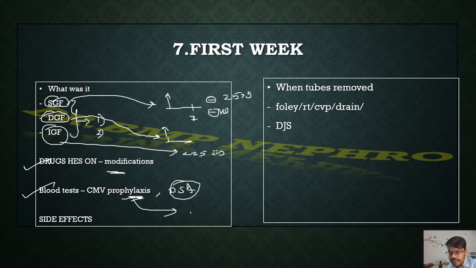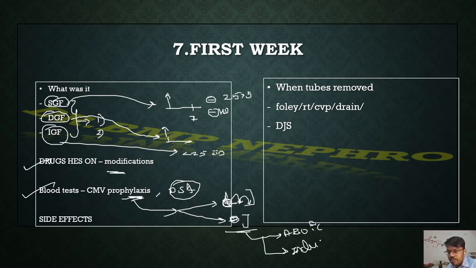Because CMV prophylaxis is of two types: preemptive treatment and prophylactic treatment. Prophylactic means you put the patient on drugs irrespective, and for 3 months you have to continue. In preemptive, you have to check the CMV titer, then you will decide. Each has its own advantage and disadvantage. Patients who compulsorily have to receive prophylactic treatment are ABO incompatible transplants and high induction. It is better to give CMV prophylaxis with valganciclovir.